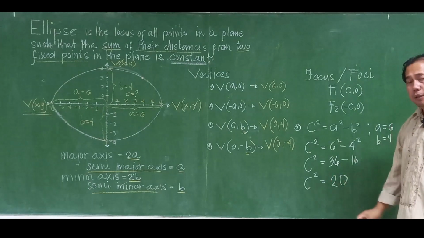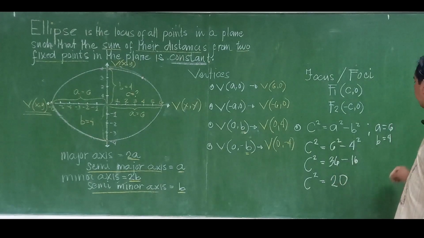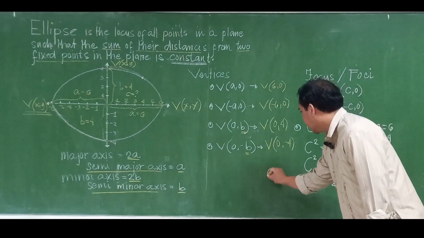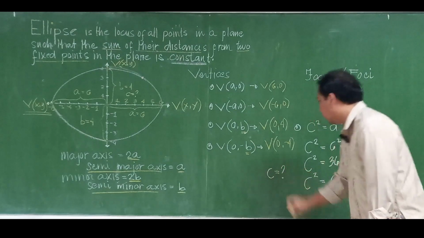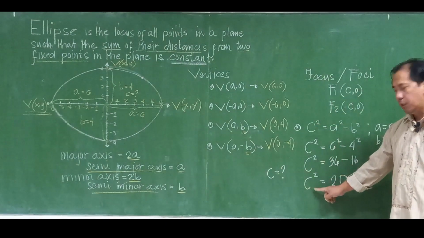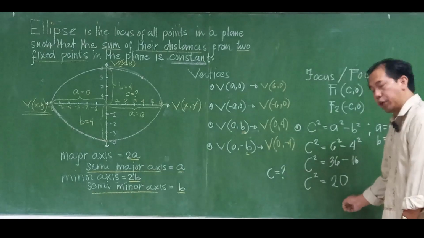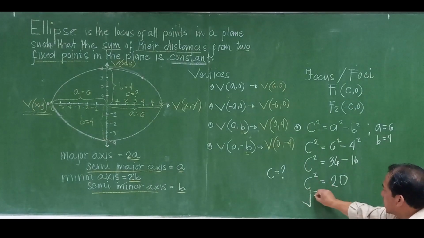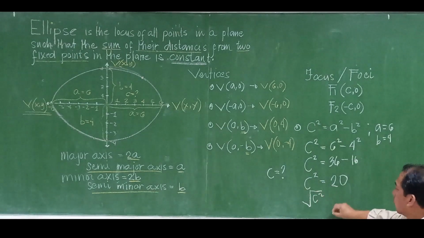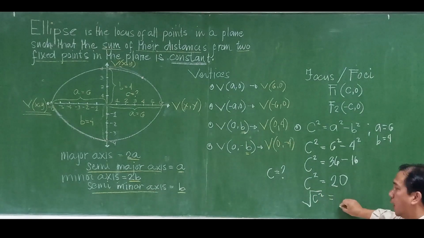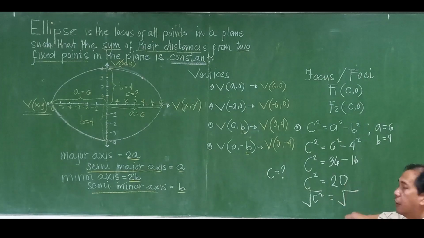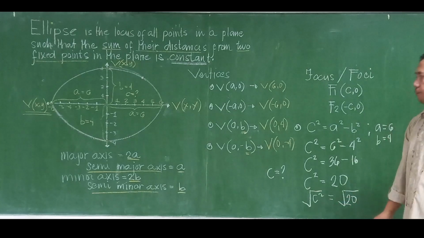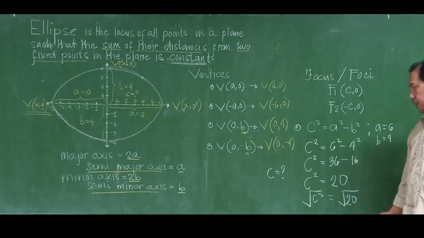Are we done? Not yet. Why? What are we trying to compute? What we are trying to compute is actually the value of C, not the C squared. So how are we going to do that one? We extract the root of C squared, the square root, and we do the same on the other side. So that must be the square root of 20.